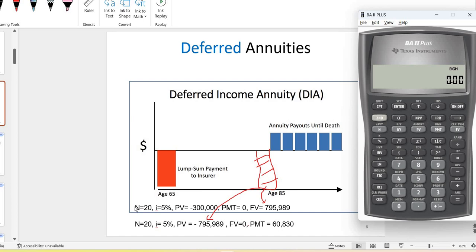The first thing, N is 20. Interest rate is 5%, right? The PV, how much we bank in, we contribute to this fund, is 300,000 as a minus cash outflow, PV, right? No PMT, just one big lump sum amount, therefore no PMT. Then how much is the future value? Compute future value: 795,989.